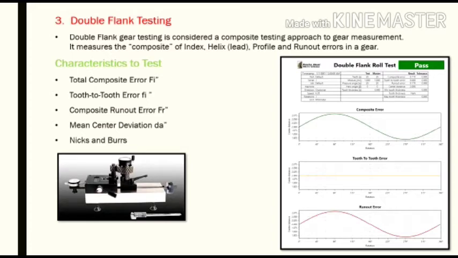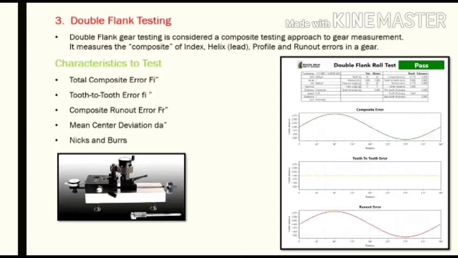Now, second point, tooth-to-tooth error fi''. Tooth-to-tooth error is the measured error between adjacent teeth of the part gear using a master gear. It is due to the nicks present in the teeth. The nicks are a problem created by the workers during the handling of the gear.